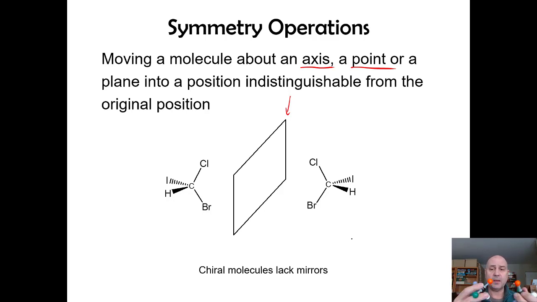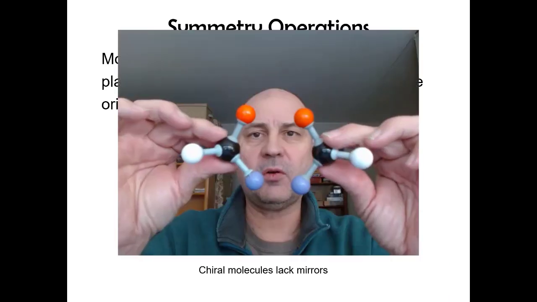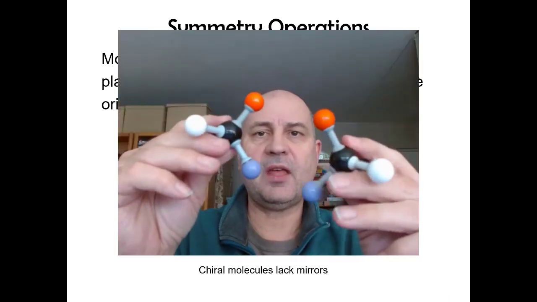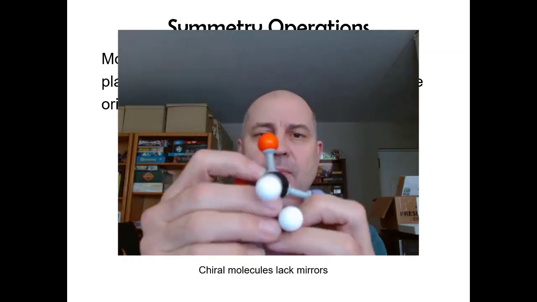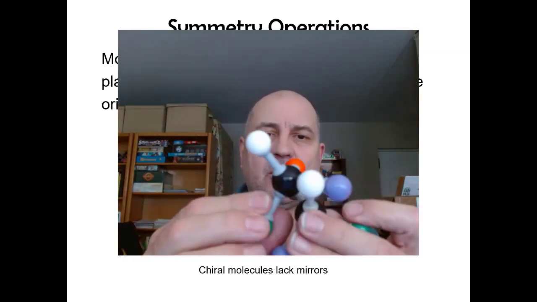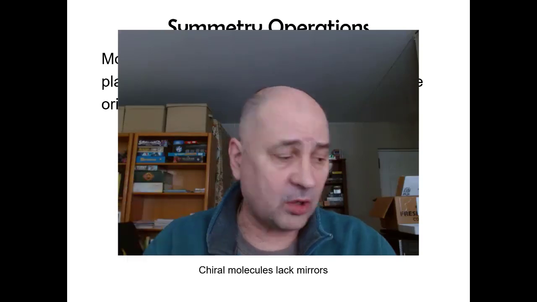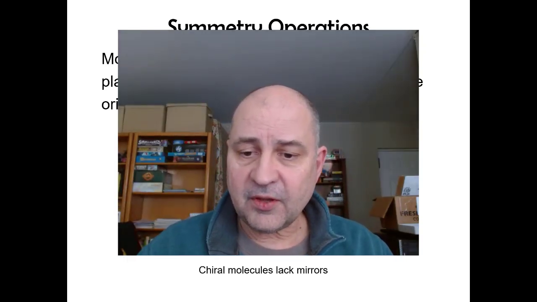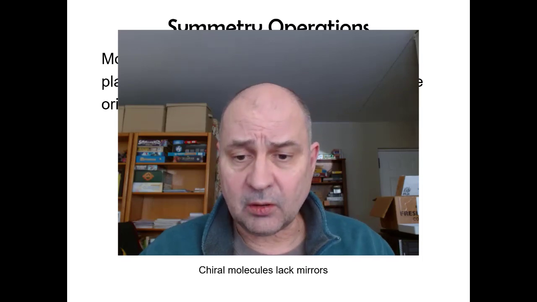So here I have, I don't know if you can hopefully see the orange and the purple. And so then if you try to superimpose them, you'll find that that doesn't work no matter what you do. So if you've determined that this is chiral, this molecule doesn't have any internal mirror planes.